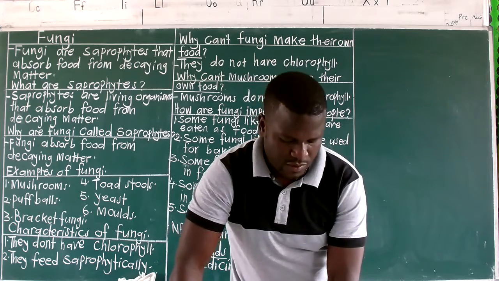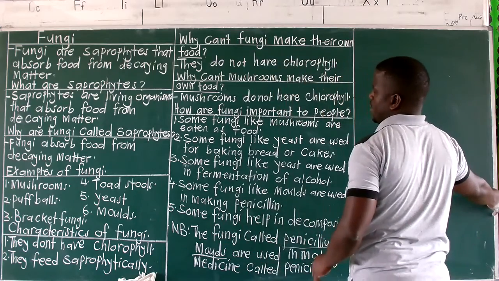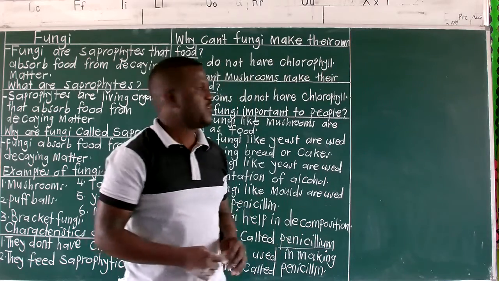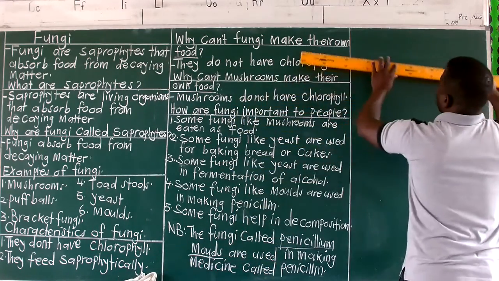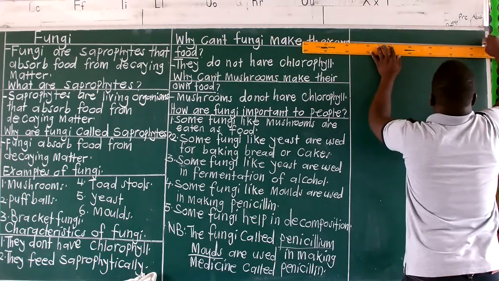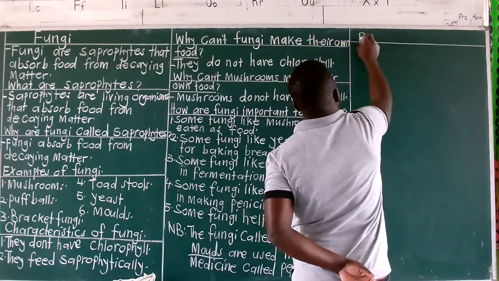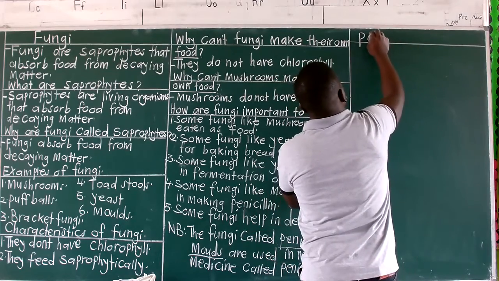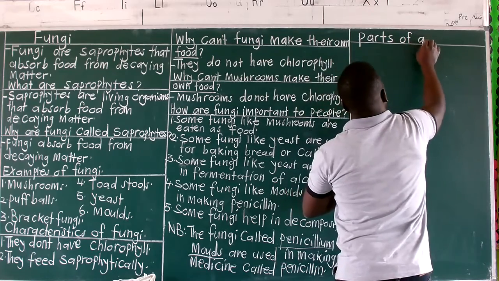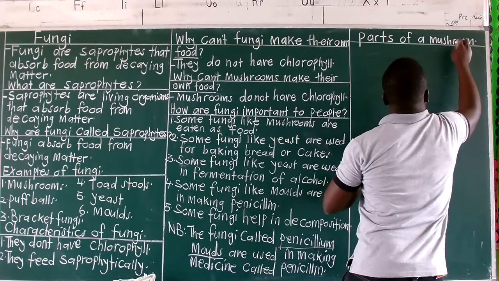Then we have a diagram showing a mushroom. So we're going to look at parts of a mushroom. We're going to draw a mushroom and we label the parts.